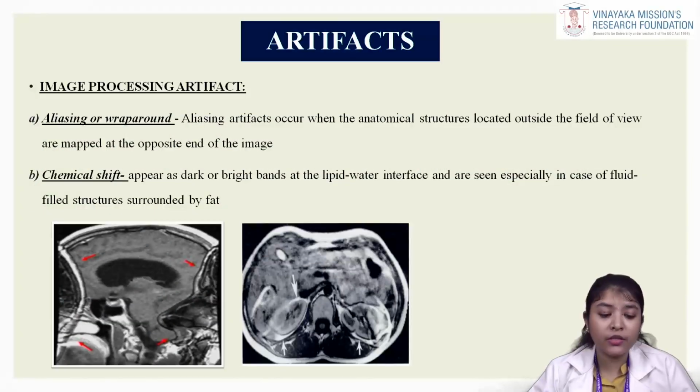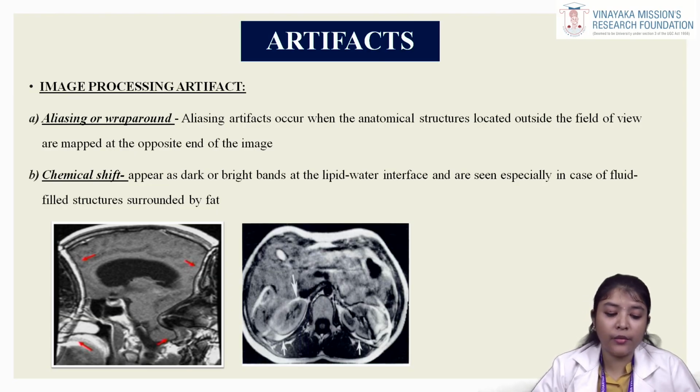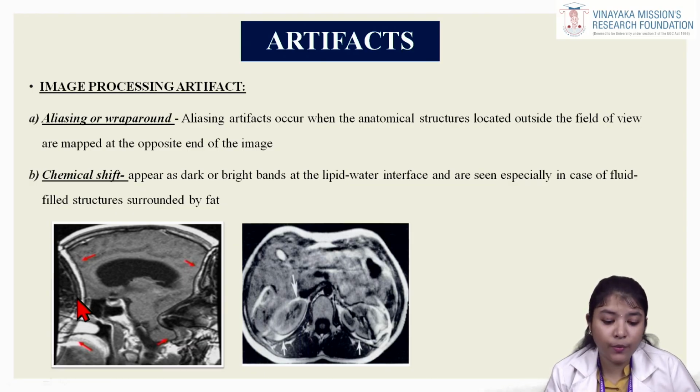Artifacts. There are image processing artifacts. First is aliasing or wrap around. This is nothing but, if the image is not in the place of the field of view, then the image appears at the opposite end of the image. As you see in the first image, you can visualize the opposite end of the image in the scan.